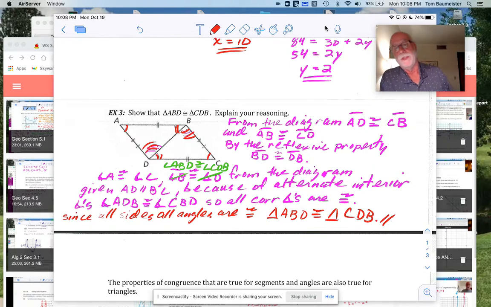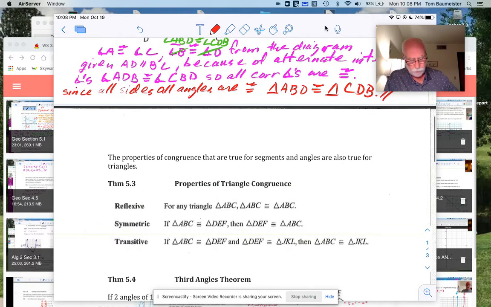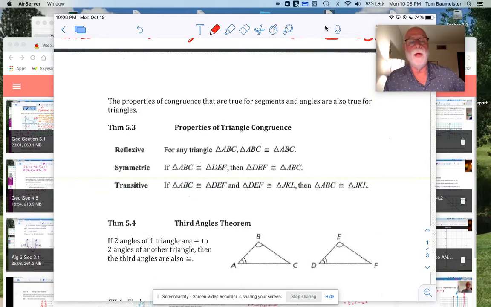All right, well, we showed it, okay? Technically, kind of proved it too. Excuse me. So, we have one more example after we talk about a few things. The properties of congruence that are true for segments and angles are also true for triangles.